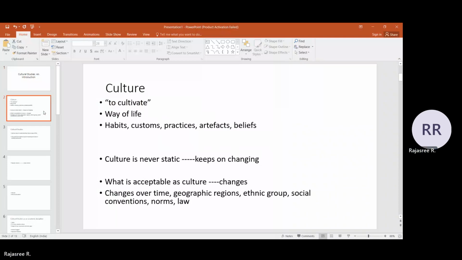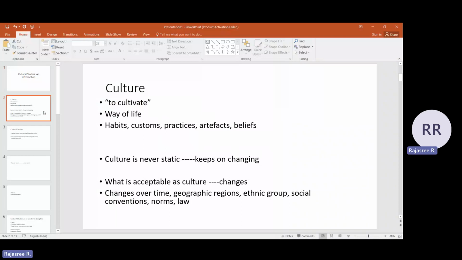Then, what are the aspects that are included in culture? We speak of food habits, fashion, even our ways or means of transportation, etc. Okay. So another important aspect of culture is that it is never static.